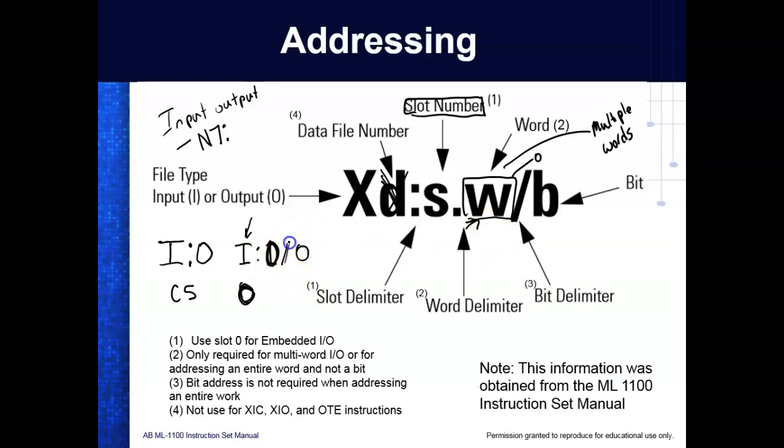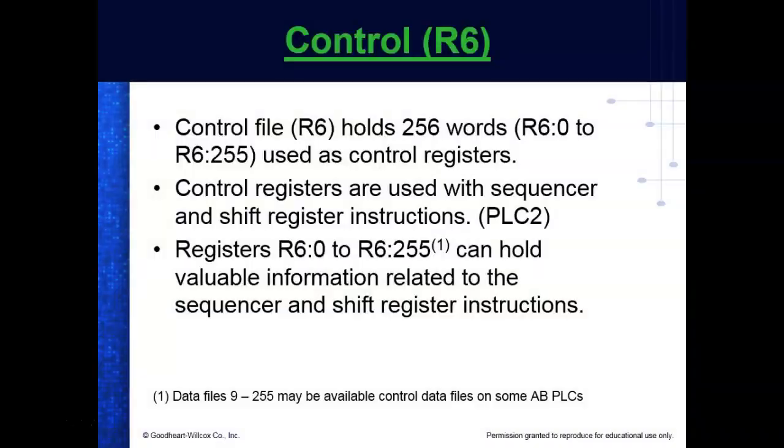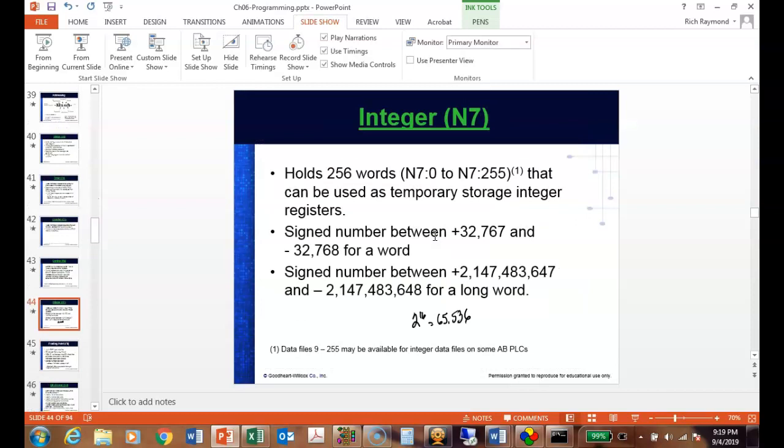Since we're not dealing with multiple words, then we'll put a slash, and this will be the bit number. So that would be a bit inside a word. The bits start with 0, and they go through how many bits in a word? 16. So the numbers will go from 0 to 15, right? Okay. We've already looked at these. So guys, we've already looked at all those.